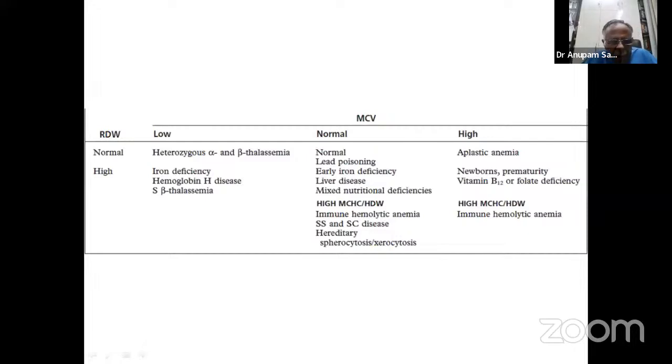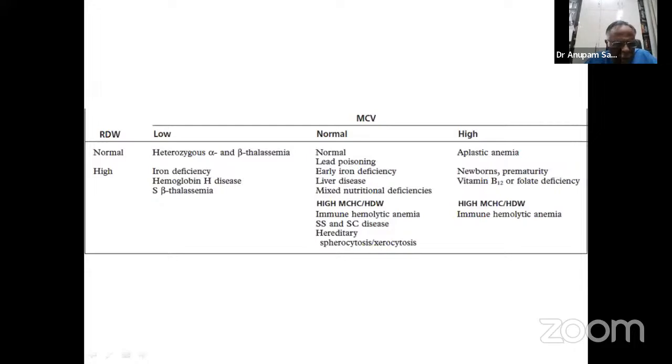Now, when we are looking at the size of the RBCs, you can have a structural classification also. For example, if your RBCs are of normal size and normal shape, they are known as normocytic anemias. If your RBCs are small in size, they will be known as microcytic anemias. Whereas if you have anemia with large RBCs, they will be taken as macrocytic anemias. So if you have low MCV with a normal RDW, it can be due to alpha and beta thalassemia. Whereas high RDW is seen in iron deficiency and in some of the hemolytic anemias like sickle beta thalassemia, beta thalassemia or HbH disease. If you have normal MCV with anemia and normal RDW, this is seen in patients of lead poisoning, etc.